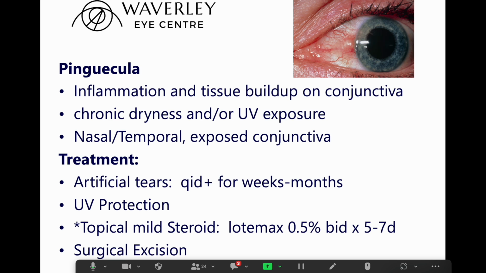Also, you want to avoid over-the-counter Visine, Clear Eyes, any vasoconstrictor, because of the rebound hyperemia. It's going to look way worse if they use any of those drops.